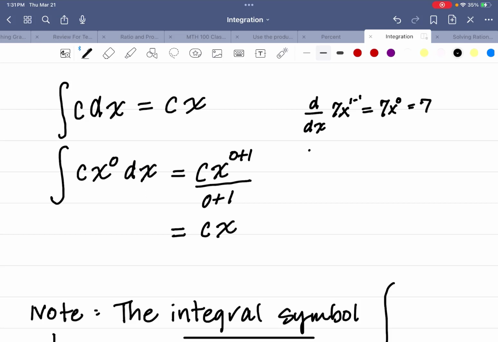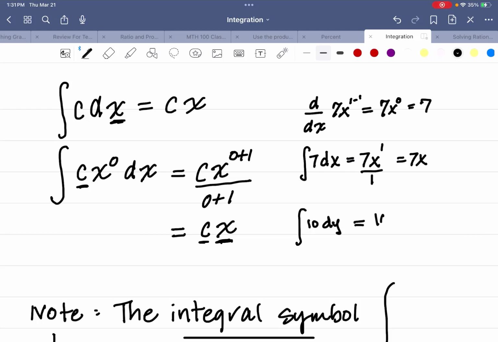So if we go opposite, integral of 7, where a derivative has been taken, we have to add 1 to the power. Instead of 0, it's a 1. And we divide by 1. So that's a 7x. So the integral of any constant is going to be the constant times the variable with which the derivative was taken. So if it's the integral of 10 dy, then it's going to be 10y. This tells you the derivative was taken with respect to y.